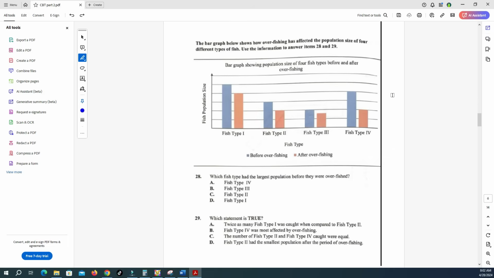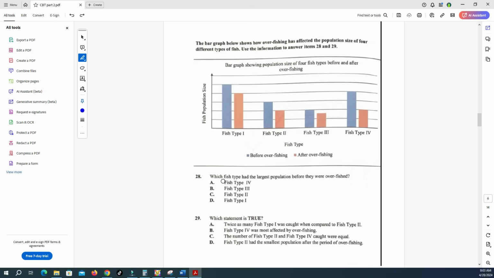So let's look at number 28 and 29. The bar graph below shows how overfishing has affected the population size of 4 different types of fish. Use the information to answer item 28 and 29. So the bar graph shows the population size of 4 fish types, before and after overfishing. So this is the population of the fish on the y-axis, and down here you have the x-axis, which is the type of fish. Now you also have before overfishing and after overfishing.